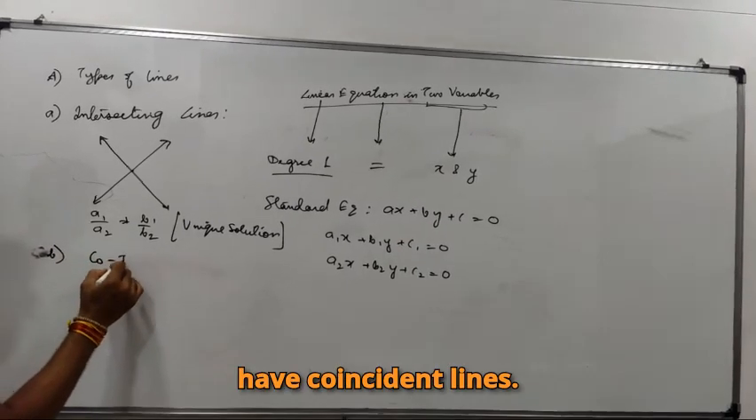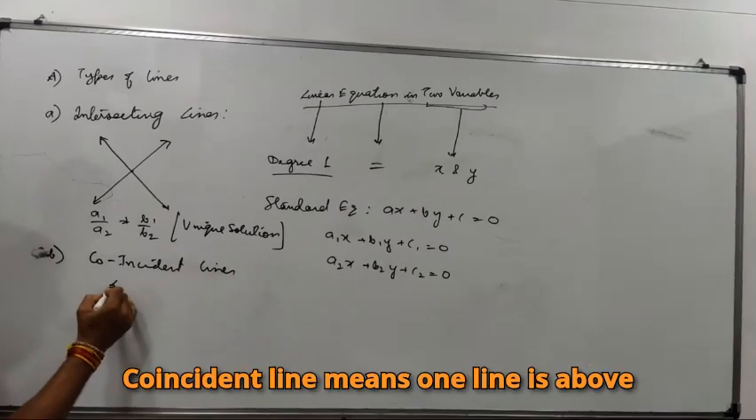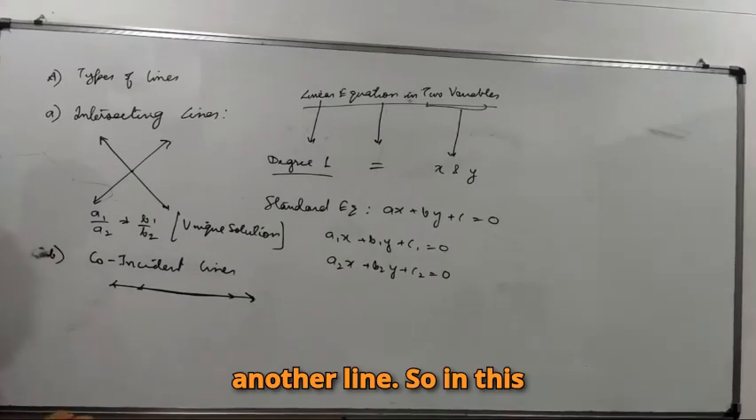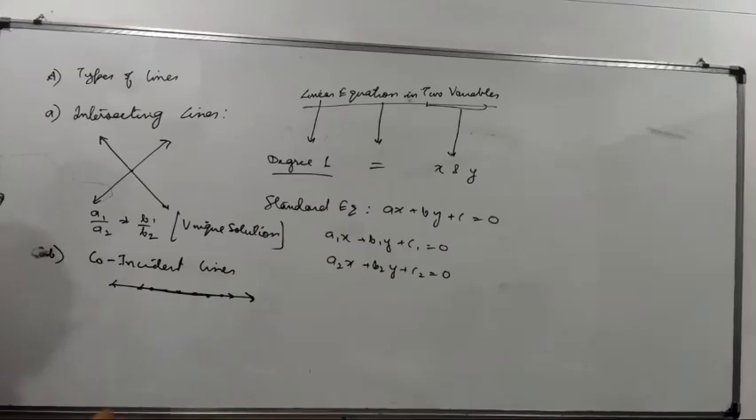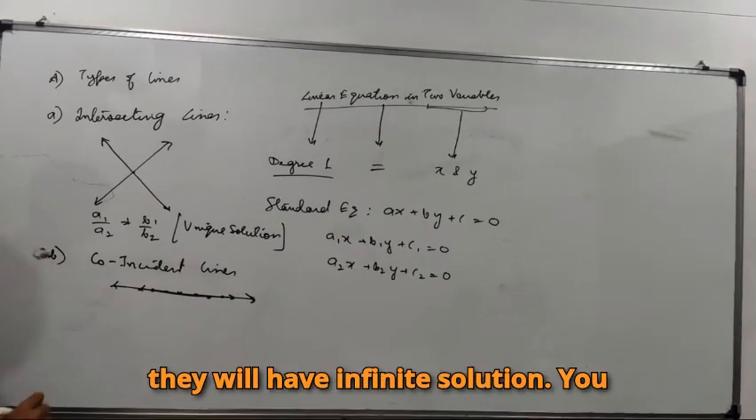Then you have coincident lines. Coincident line means one line is above the other line. So in this coincident line, can you tell me how many points they are intersecting? Infinite points they are intersecting. So they will have infinite solution.